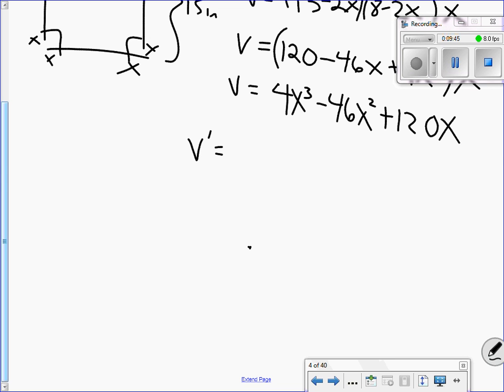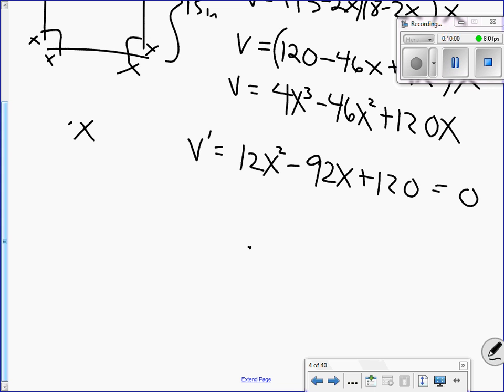We said 12x squared minus 92x plus 120. Okay, well, that's always defined. Oh, by the way, what are the restrictions on x? x has got to be greater than 0, or we won't have volume. And you could include these. And less than half the smallest side, so less than 4. You're cutting out 2 of them, right?